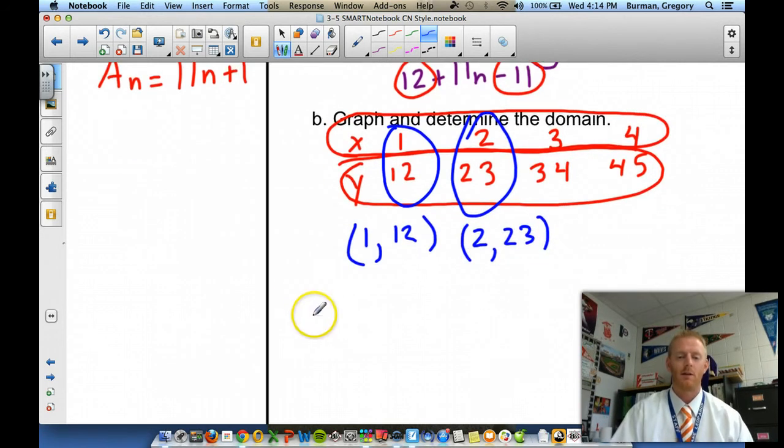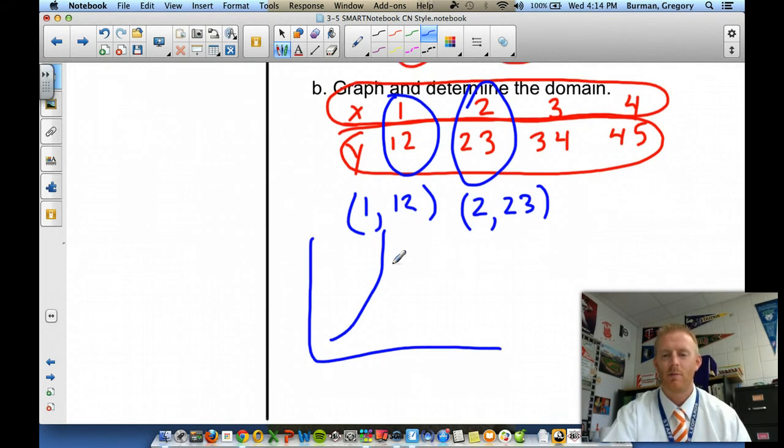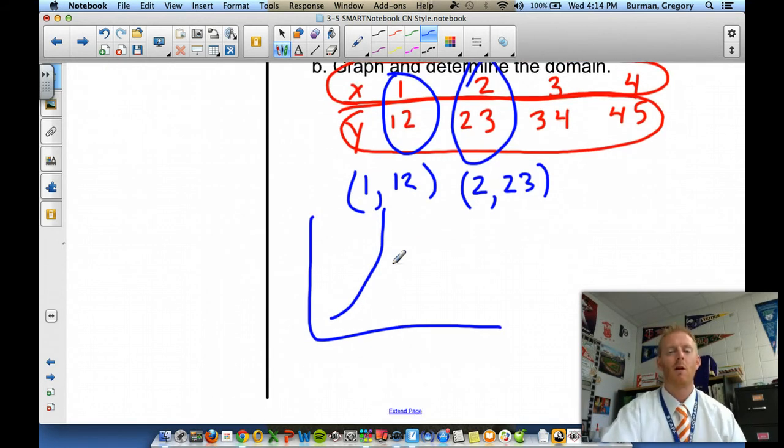Now your graph, just a quick sketch, is going to look like it's going upward like this. So it's important that we understand that information. My sketch is pretty horrible, but I wanted you guys to have a quick idea of what your graph is going to look like.